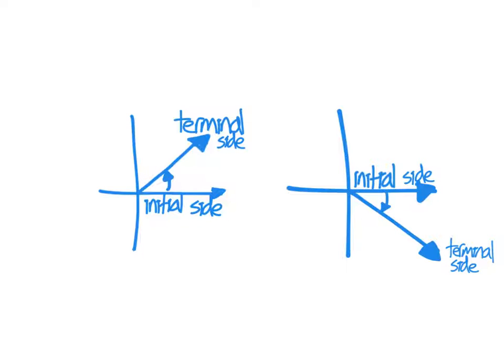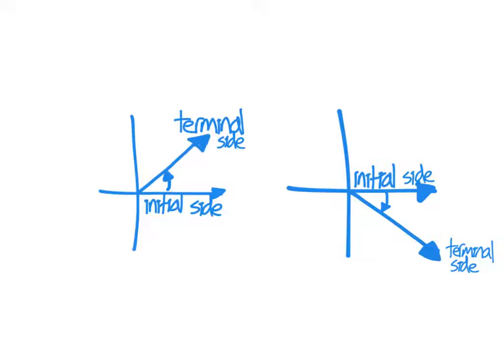Rotation angles are placed in the coordinate plane. So the vertex is at the origin and the initial side lies on the positive side of the x-axis. This is referred to as standard position. The ray that forms the terminal side is rotated around the origin, and this results in various different angles.